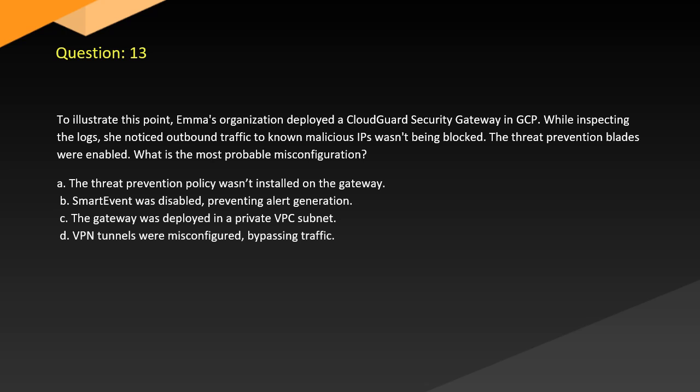A. The threat prevention policy wasn't installed on the gateway. B. SmartEvent was disabled, preventing alert generation. C. The gateway was deployed in a private VPC subnet. D. VPN tunnels were misconfigured, bypassing traffic.